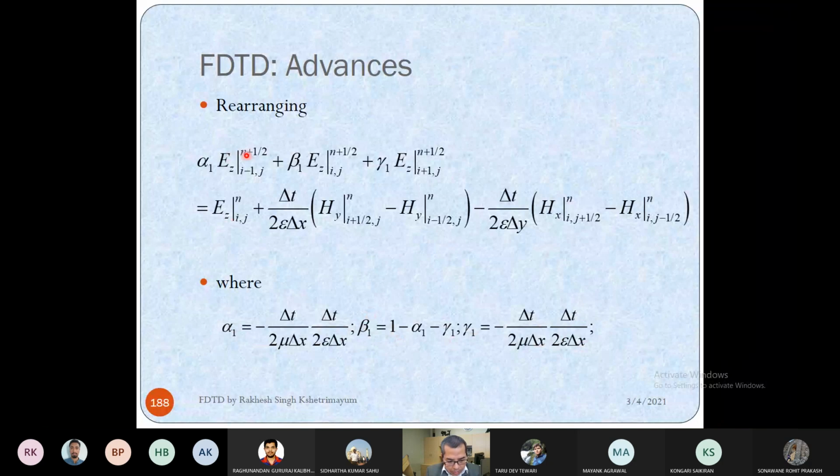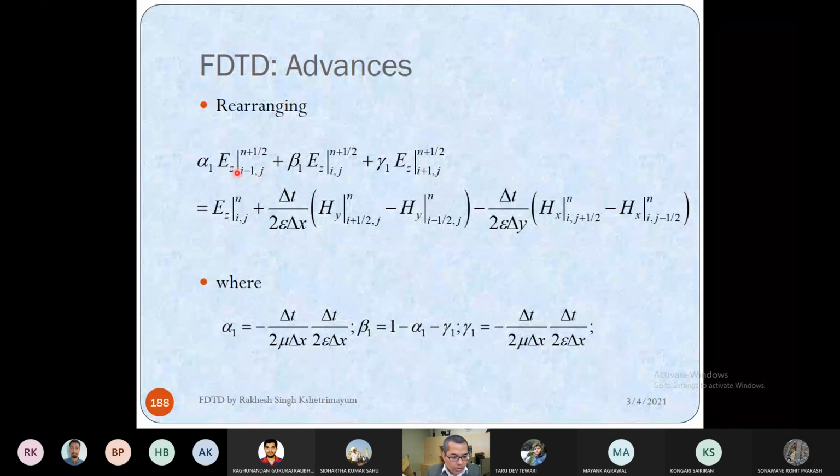What you observe here is that the time instant is n plus half, n plus half, n plus half, but the space locations are different. Ez is calculated at i minus 1 comma j, Ez is calculated at i comma j, and Ez is calculated at i plus 1 comma j. That is what you need to note down here. The space location of Ez is different for the first term, second term, and third term. Alpha 1, beta 1, and gamma 1 are already defined here. They are different material parameters which should be multiplied with Ez at i minus 1 comma j, Ez at i comma j, and Ez at i plus 1 comma j.